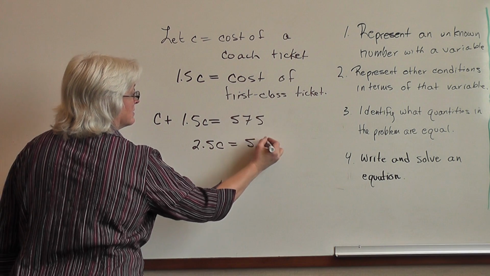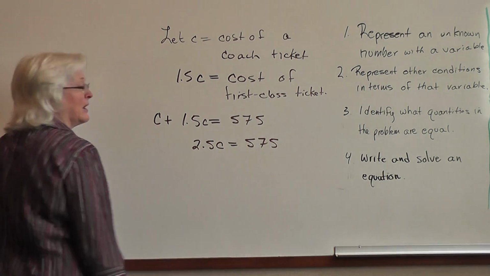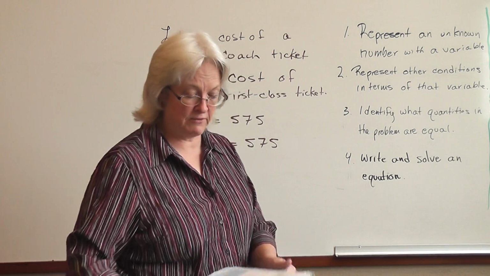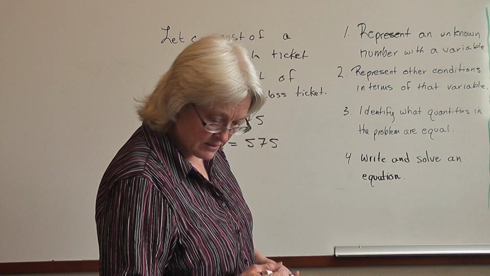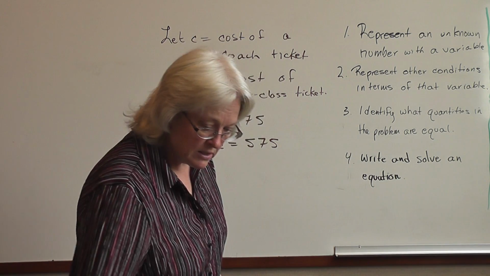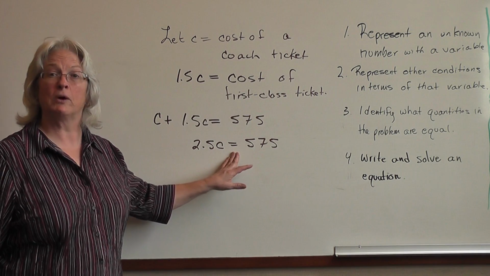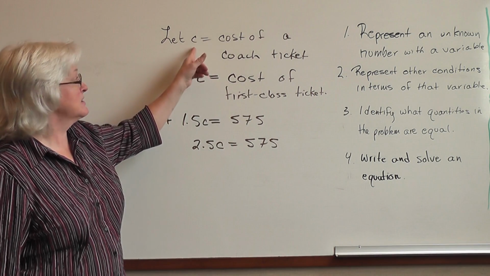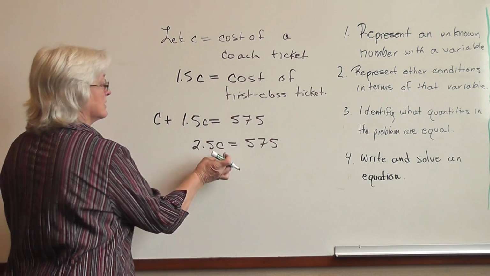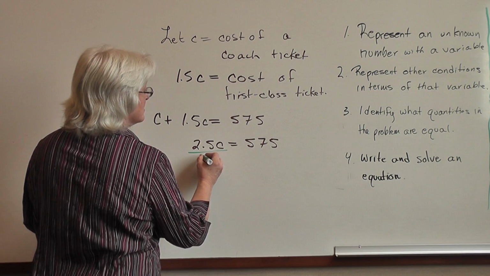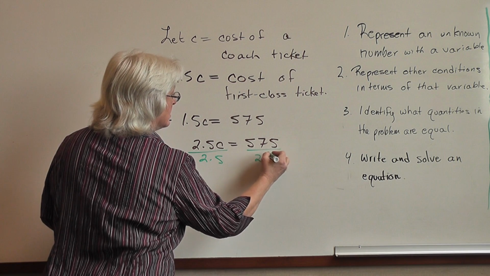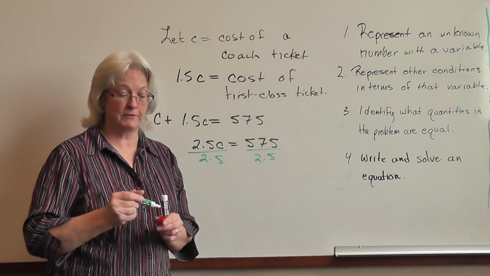2.5C is equal to 575. We have the cost of a coach ticket, the cost of a first class ticket, and together that equals $575. What does our problem ask us to find? It says find the cost of a coach ticket. One coach ticket is just C by itself, so we're going to divide both sides of this equation by 2.5.